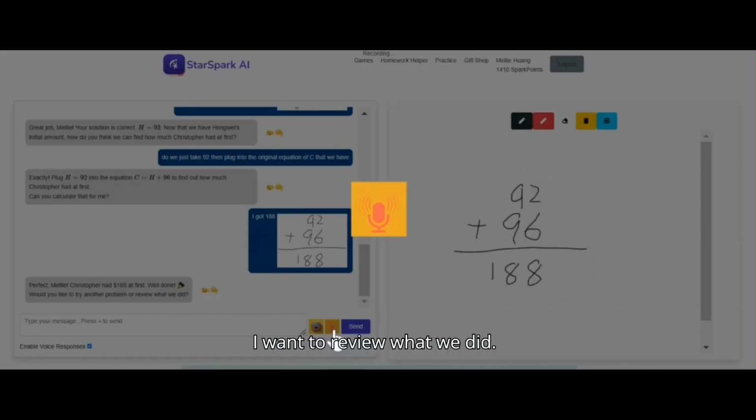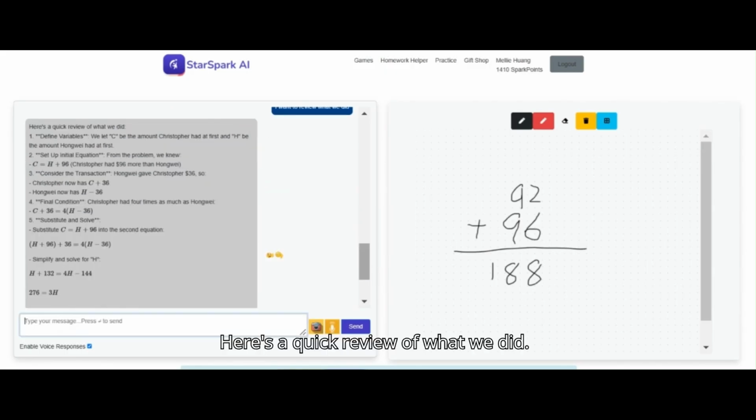I want to review what we did. Here's a quick review of what we did. 1. Define variables. We let C be the amount Christopher had at first and H be the amount Hong Wei had at first. 2. Set up initial equation. From the problem we knew, C equals H plus 96. Christopher had $96 more than Hong Wei. 3. Consider the transaction. Hong Wei gave Christopher $36, so Christopher now has C plus 36. Hong Wei now has H minus 36.